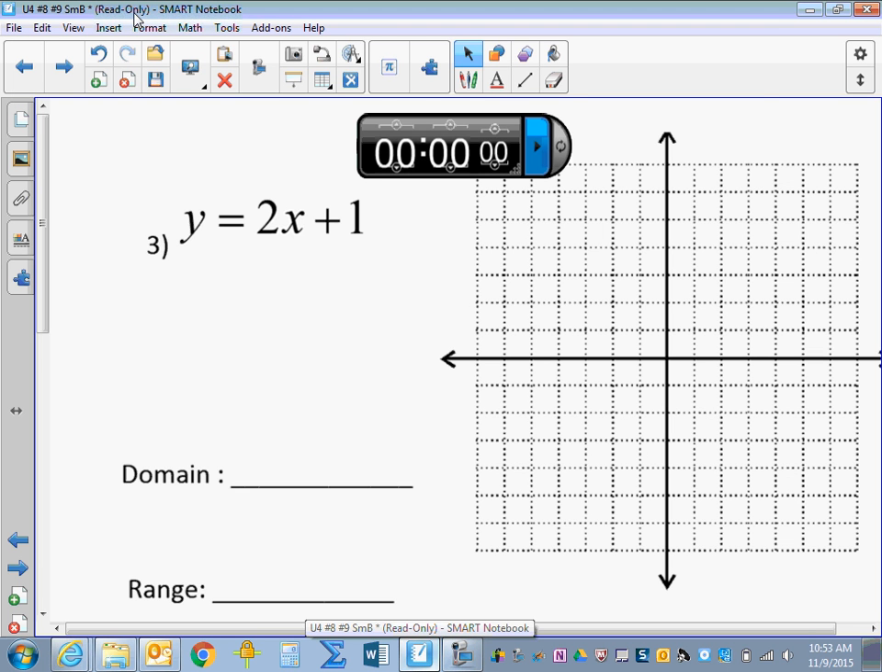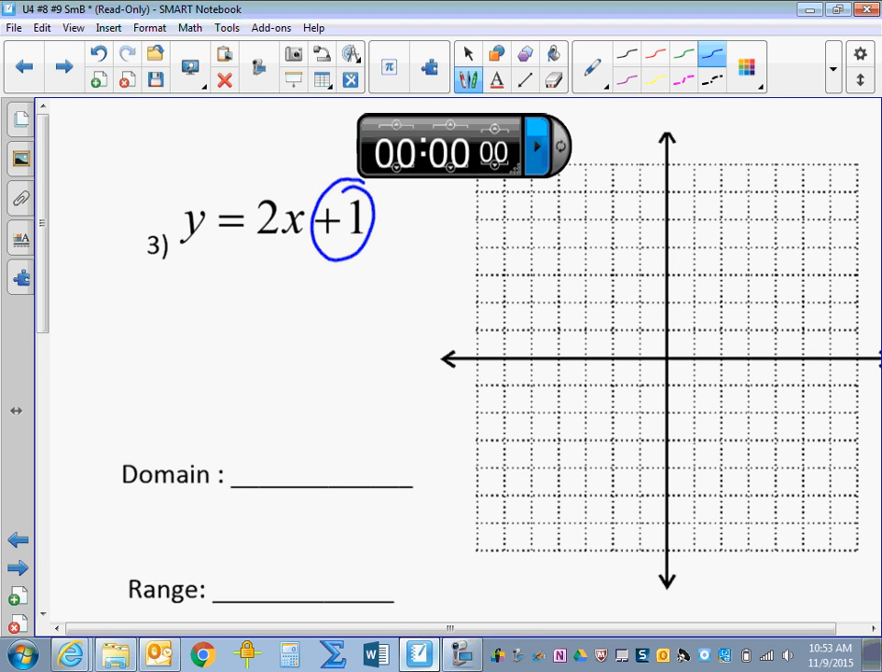All right, my y-intercept is positive 1. So I plot a positive 1 for my y-value. Now my slope is 2. But remember, we want to turn this into a fraction so we know how much to go left or right. Right now, I know I go up 2, but I don't know how much to go left or right. Well, 2 is the same thing as 2 over 1. 2 divided by 1 is just 2. So that's my fraction part.